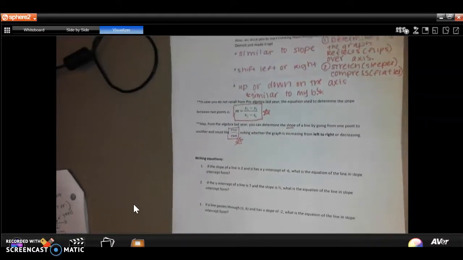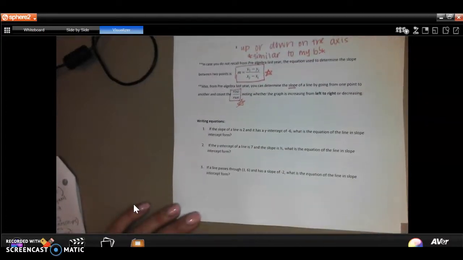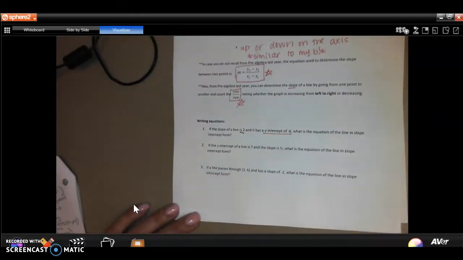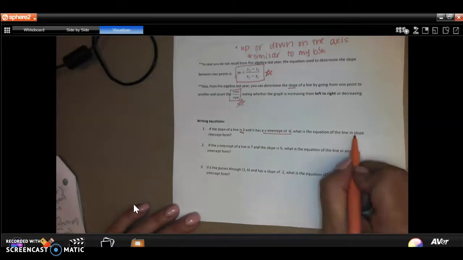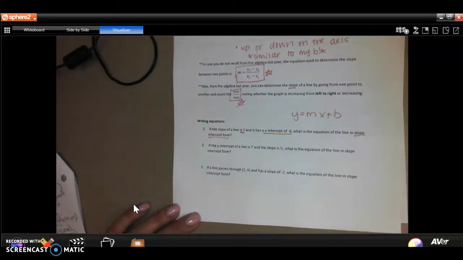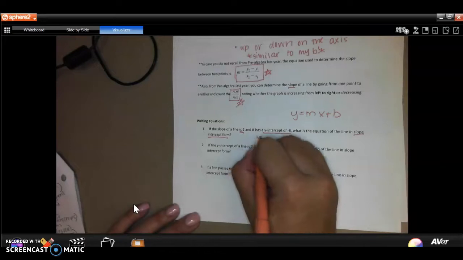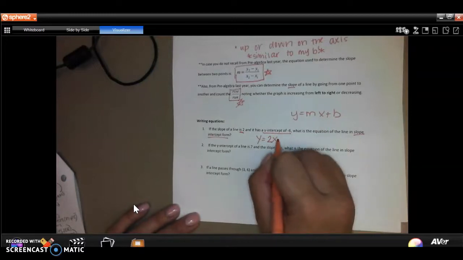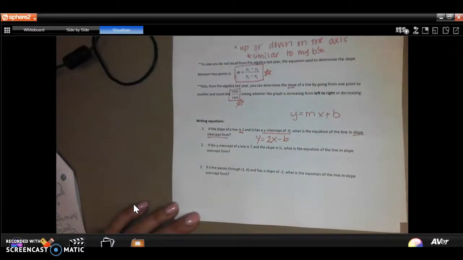So let's go ahead down here and write a few equations. It says, if the slope of a line is 2 and it has a y-intercept of -6, what is the equation of the line in slope-intercept form? Well, slope-intercept is y equals mx plus b. They're telling me my slope is 2, so y equals 2x, and my y-intercept is b, so 2x minus 6.